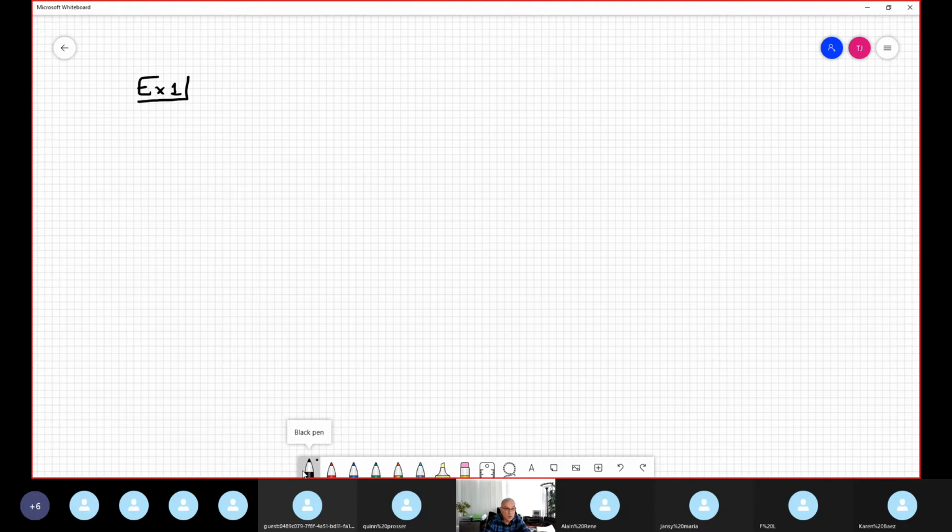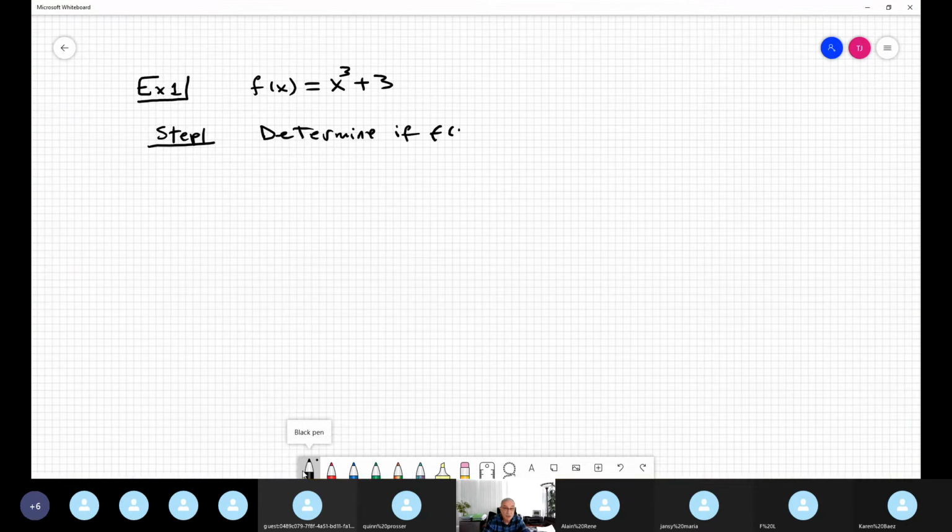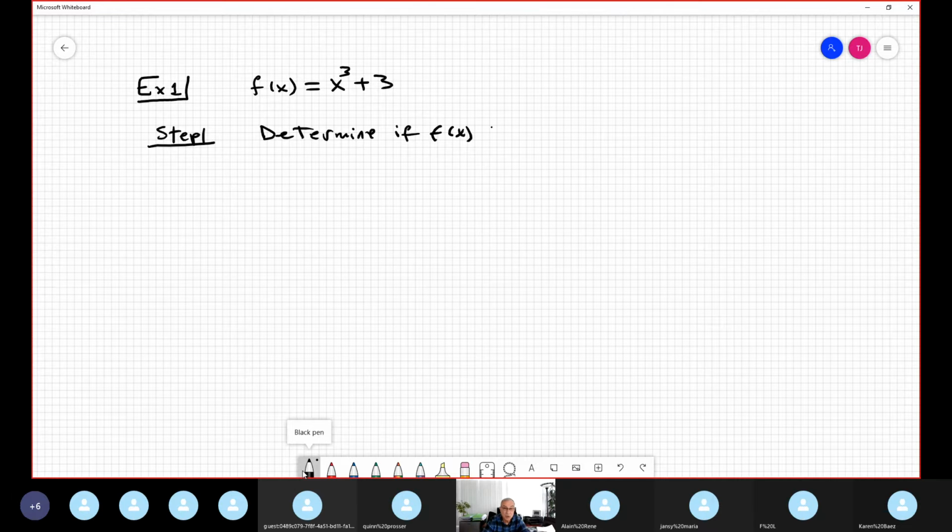We have 5 steps. Step 1, 2, 3, 4, 5. Given one function, f of x equals, suppose, x cubed plus 3. Step 1 is to determine if that function is 1-to-1 or not.